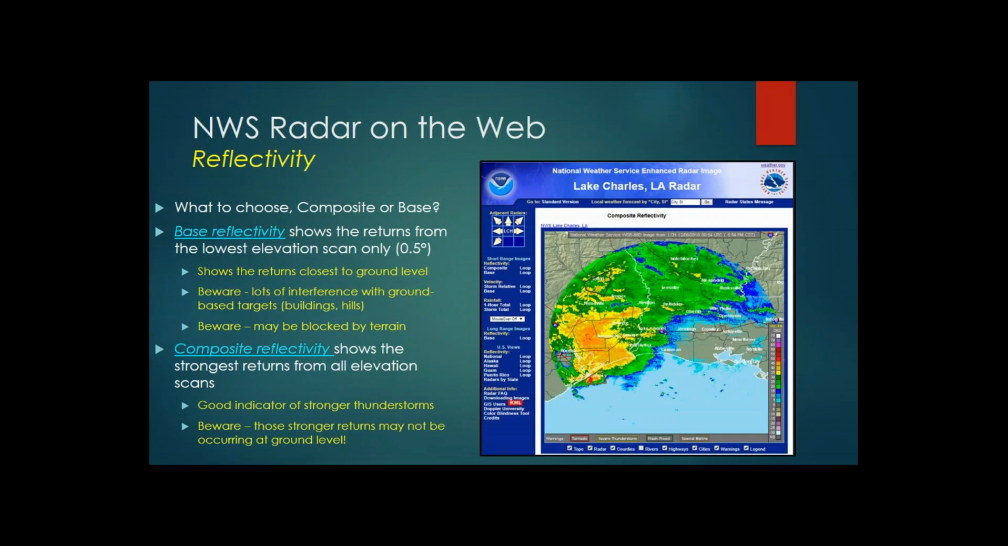This is an example of composite reflectivity. These are some thunderstorms down in the Houston, Texas area recently. And you can see some of the stronger returns here on the radar. A lot of light rain up in here. The radar is down here in the Houston area. I think it's over here somewhere.